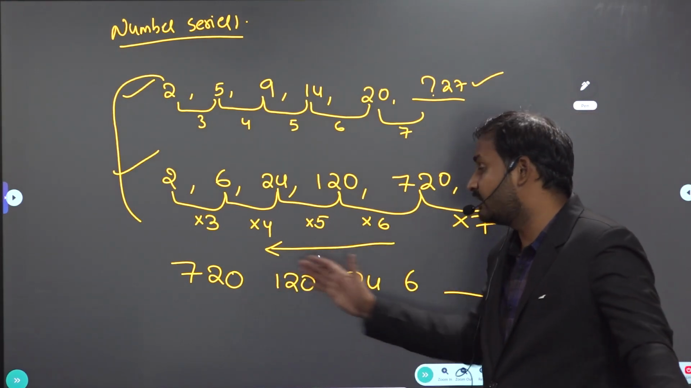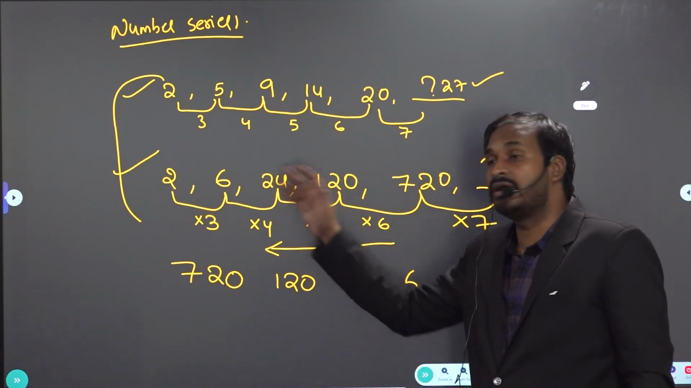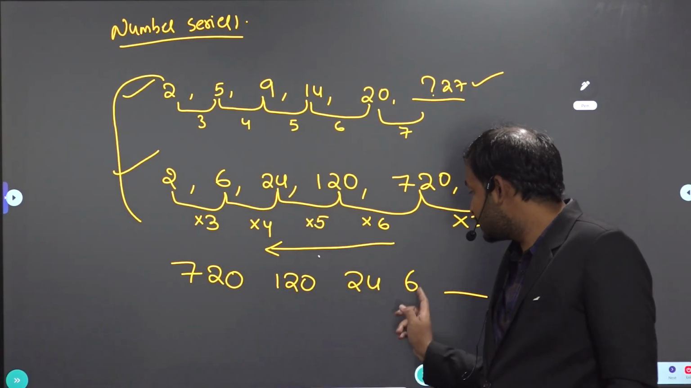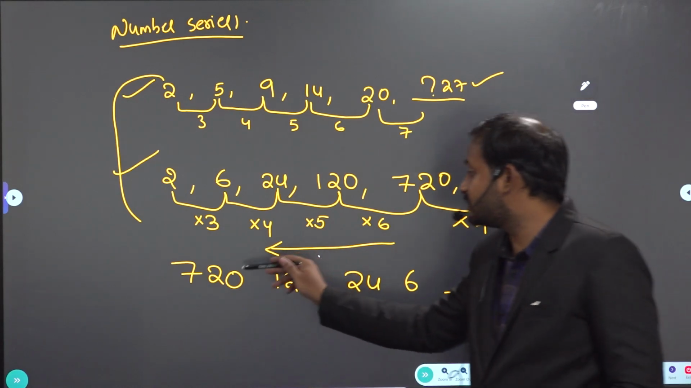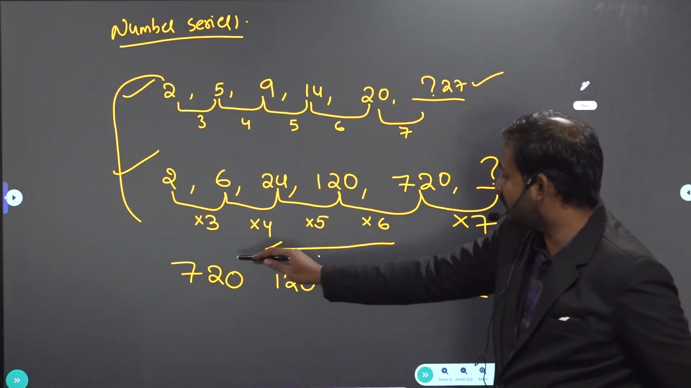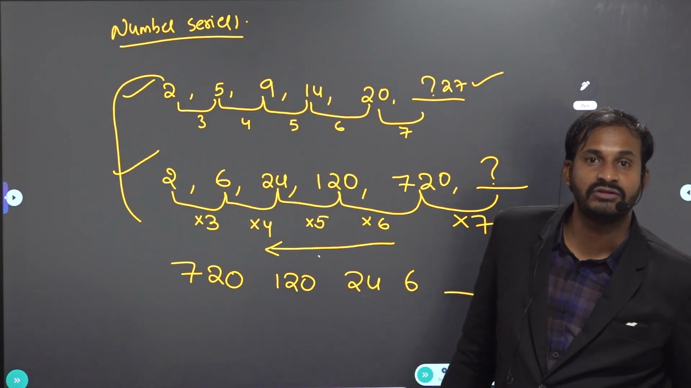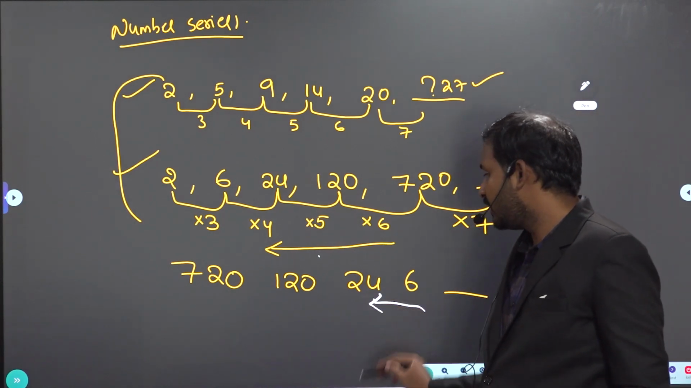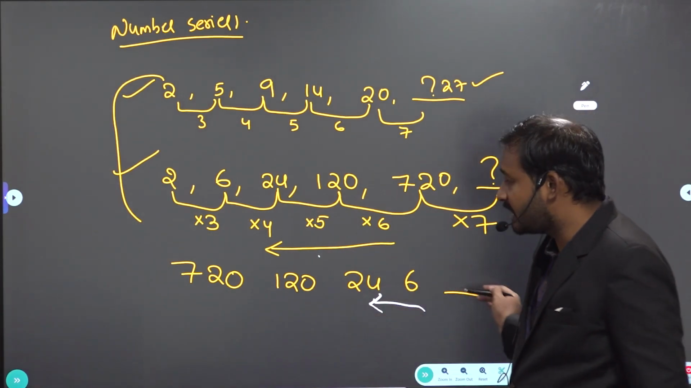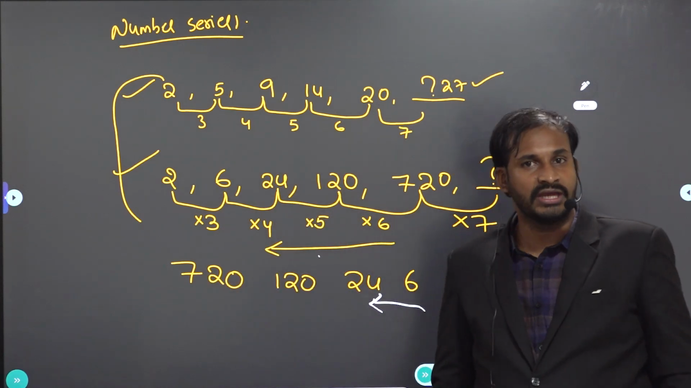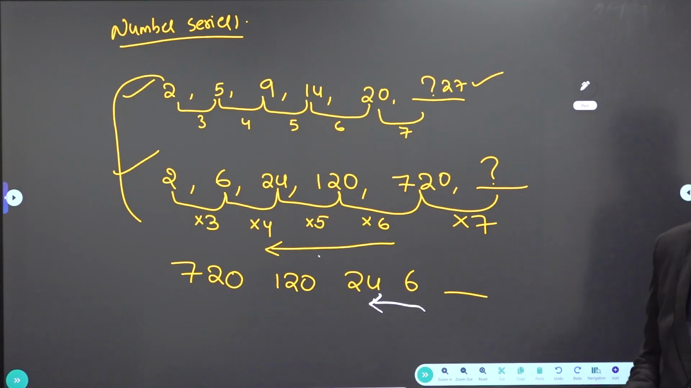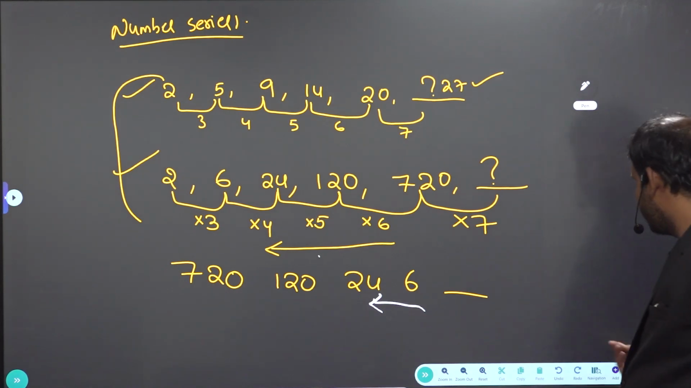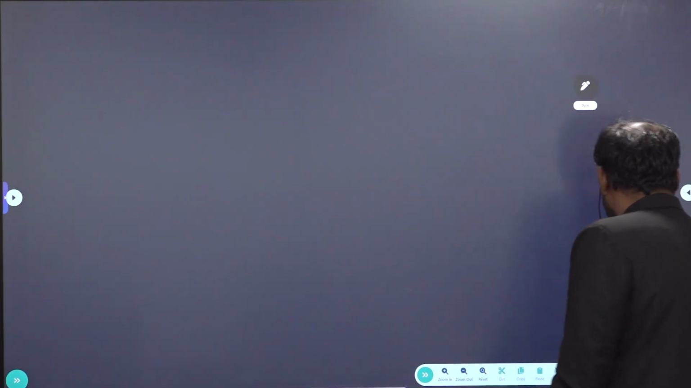Instead of thinking how 720 became 120, think how 120 becomes 1. Why? Because these are small numbers, right? You will get the idea a little more quickly compared to the big numbers. So even though the series is in this manner, try to identify the logic from the reverse end only. Okay, understood? Now we will solve some problems, students, so that you will have an idea how we are going to solve them.